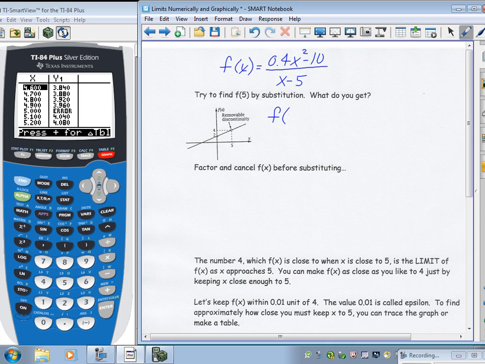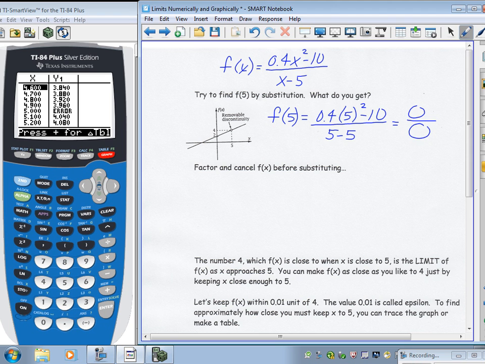Let's do that. I'm not going to use the calculator's table; I want to actually show this because I want you to see what's happening. So I'm going to do 0.4 x squared minus 10 all over 5 minus 5. Go ahead and in your calculator, type in the numerator: 0.4 times 5 squared minus 10. What do you get? 0. And obviously in the bottom you get 0, right?